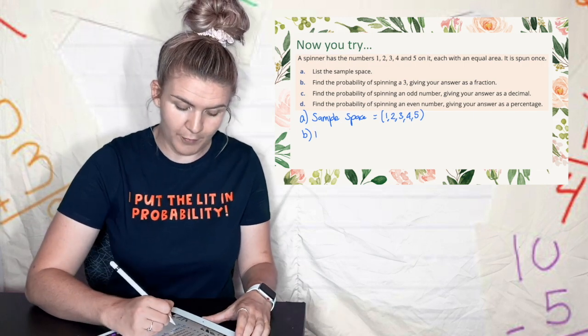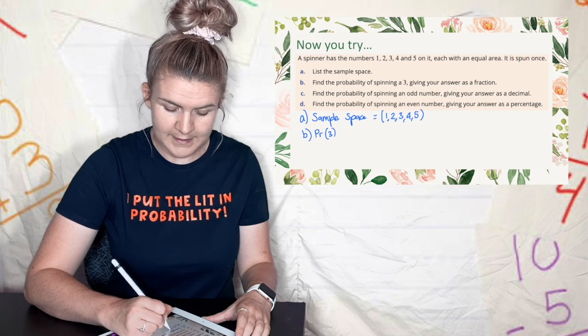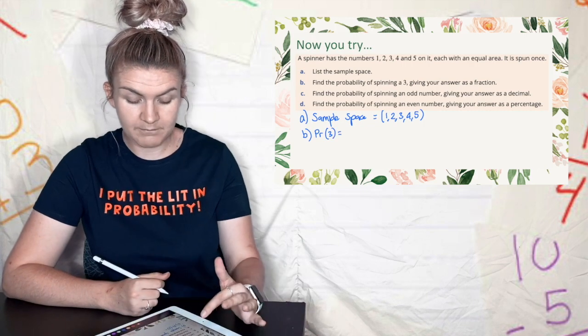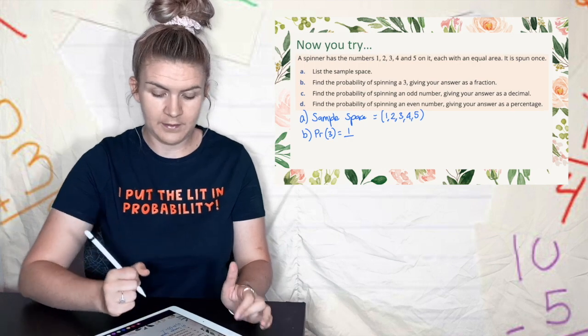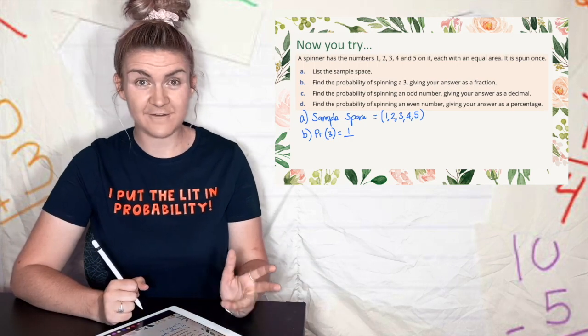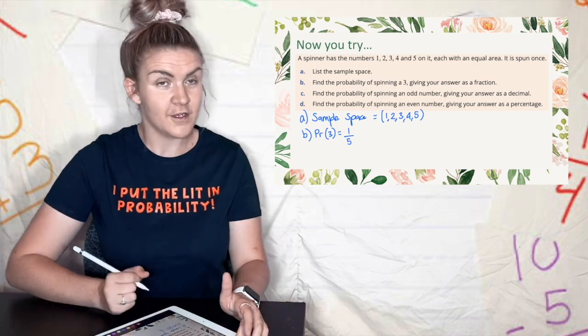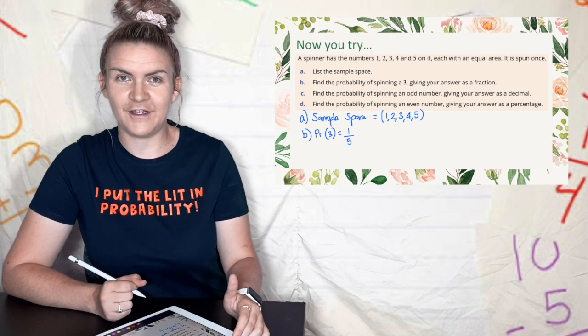B, find the probability of spinning a 3, giving your answer as a fraction. So I've got to write probability, and I'm writing 3 as my event. Now I'm looking at my sample space. There's only one 3, so my numerator is 1. Now the total number of outcomes is 5, so I'm going to put a 5. So it's 1/5 for spinning a 3.